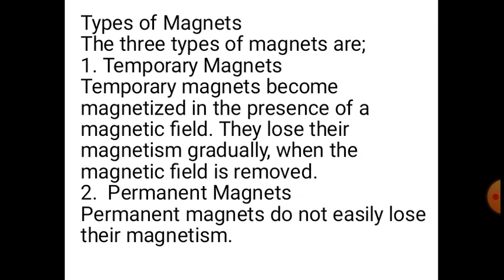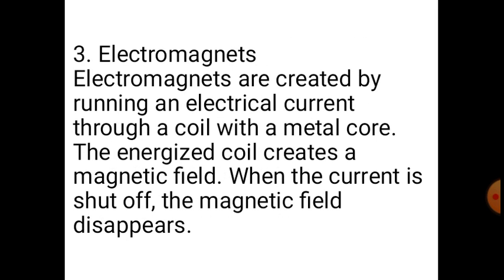Types of magnet. There are three types of magnet. We have the temporary magnet, the permanent magnet, and the electromagnet. What are temporary magnets? Temporary magnets become magnetized in the presence of a magnetic field. They lose their magnetism gradually when the magnetic field is removed. Permanent magnets do not easily lose their what? Magnetism. Then the electromagnet is created by running electric current through a coil.